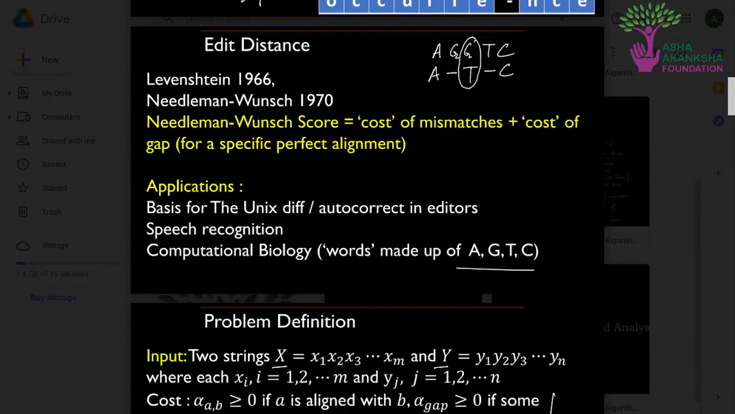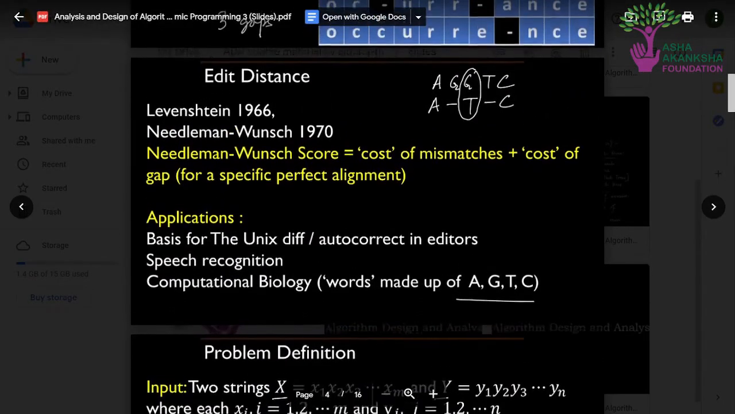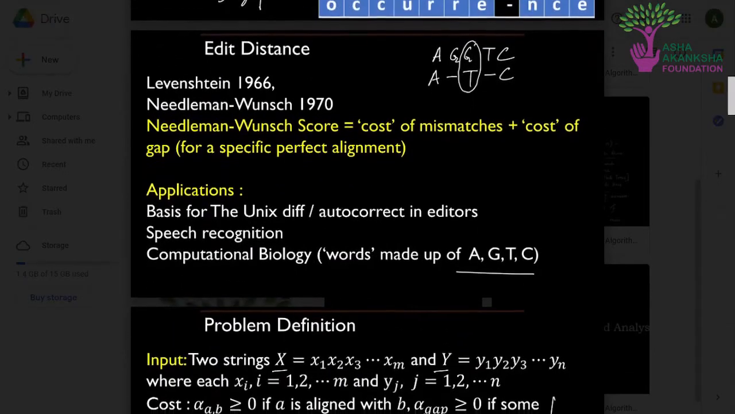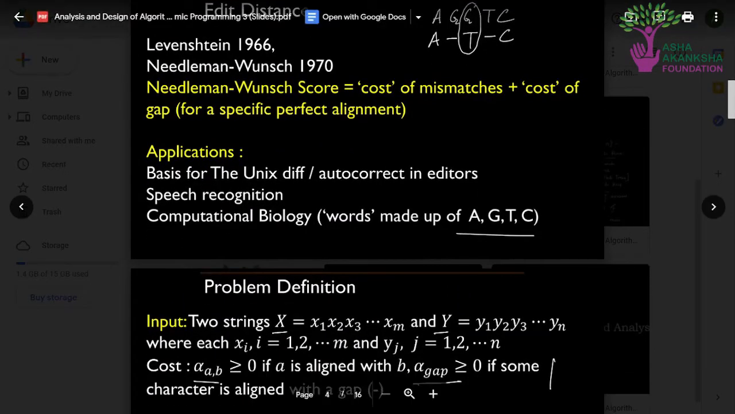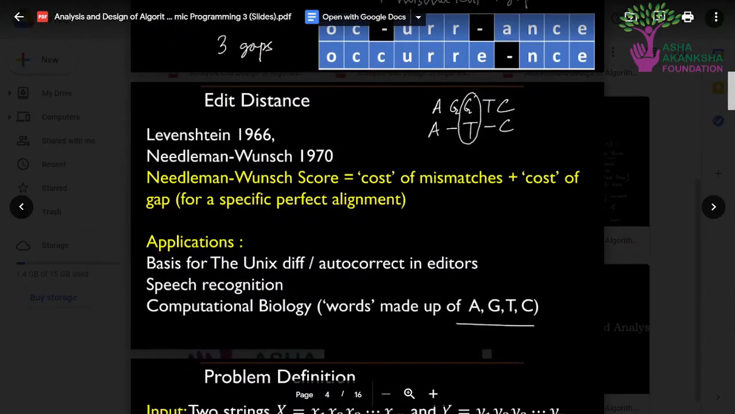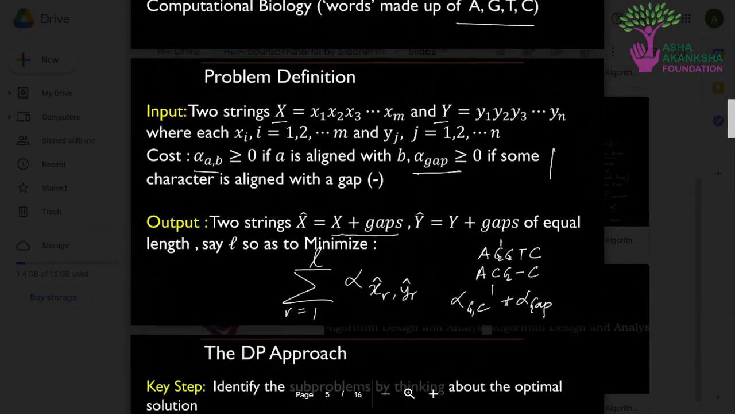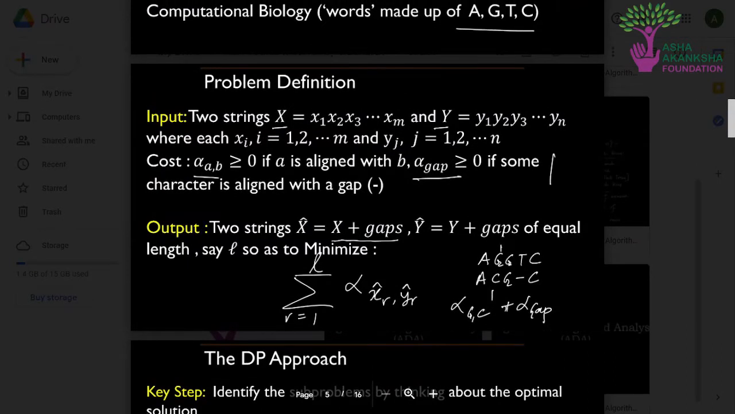So this is the history of the sequence alignment problem. It is used in computer science with biology, in computational biology, and this sequence alignment problem is useful in genetics as well. So let's start our DP solution of this problem.